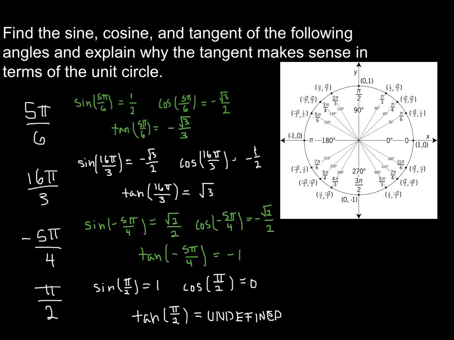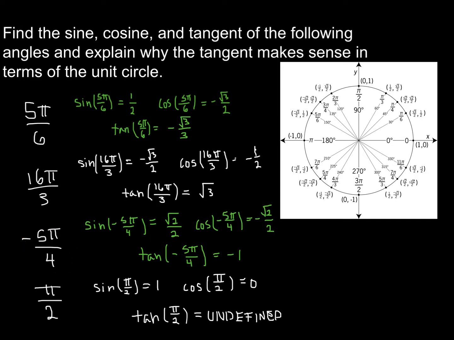16 pi over 3: if I rotate around the circle one time and go 2 pi radians, how many pi over 3s is that? Well, that's 6 pi over 3s. Around the circle again would be another 6 pi over 3s, or 12 pi over 3. And so if this is 12 pi over 3, having gone around twice, then this will be 13 pi over 3, 14 pi over 3, 15 pi over 3, and 16 pi over 3. And so that is where the angle 16 pi over 3 is after going around the circle twice.